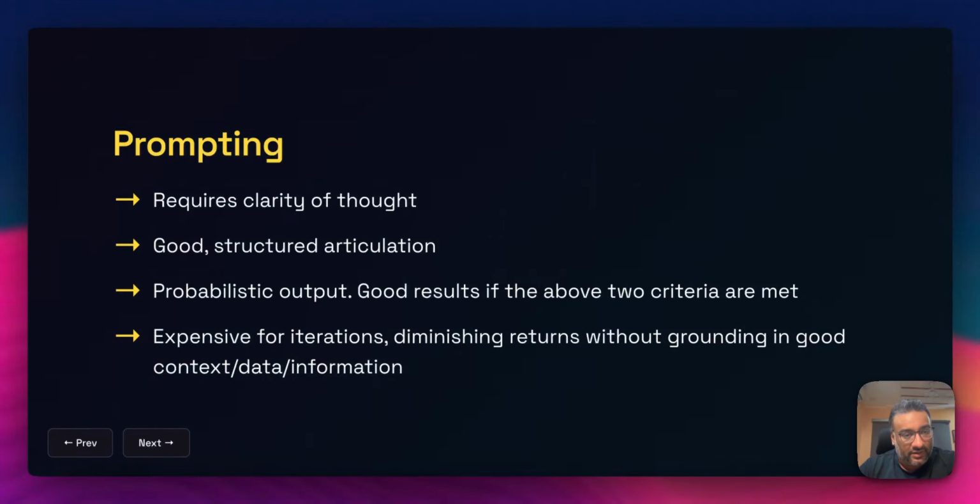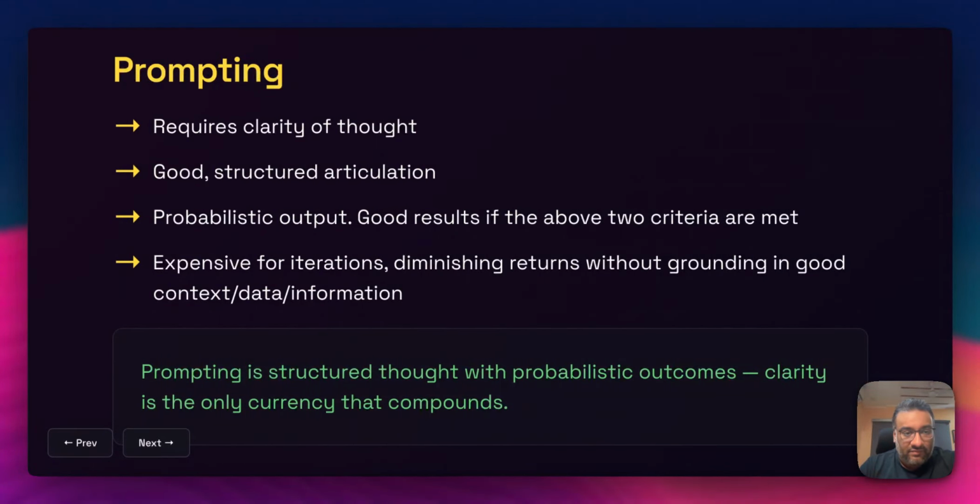And what we also see is that prompting can become really expensive for iterations, and it can have diminishing returns when you don't have a solid grounding in your understanding of context, data, and information. So if I have to boil it down into a single sentence, prompting is structured thought with probabilistic outcomes, and clarity is the only currency here that compounds.